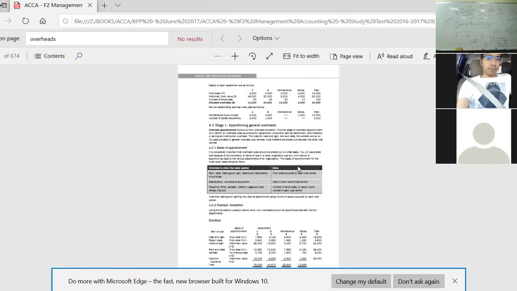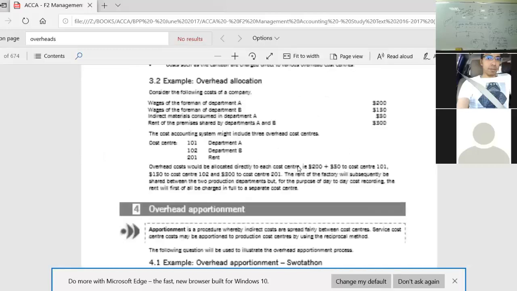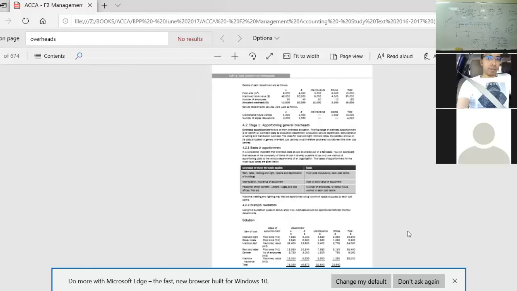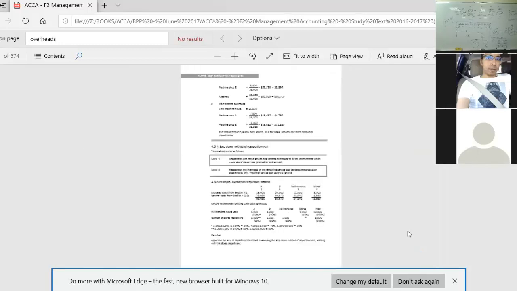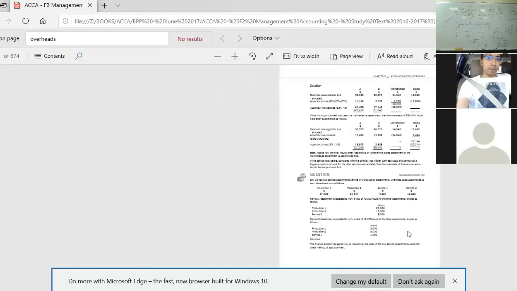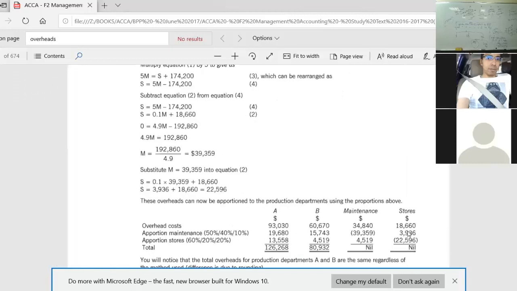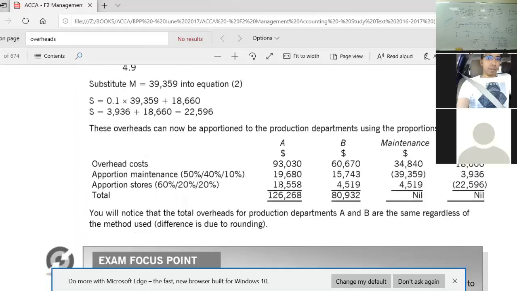I think here it was. See, details of next year budgeted overheads. So these are all estimated costs, right? Now we have arranged all these estimated costs under department A and B only. So now department A has so much cost, and so does B. Once we are done with estimated cost, the next thing we have to do is the estimated level of activity, and then we can divide, right?